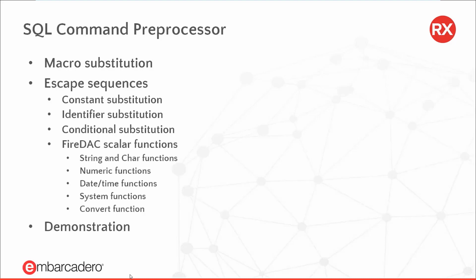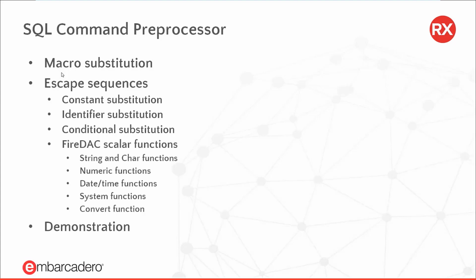In essence, FireDAC will detect, hey, I'm talking to Microsoft SQL Server, or I'm talking to Interbase, and it will adjust your SQL through the preprocessor. So there's a number of things that the preprocessor can do. One is it allows for macro substitution. Macro substitution is like placing a variable in your SQL statement. You do that by having a symbol, which is basically a word, and it's preceded by an ampersand. Each one of those is referred to as a macro, even though it's really a variable.